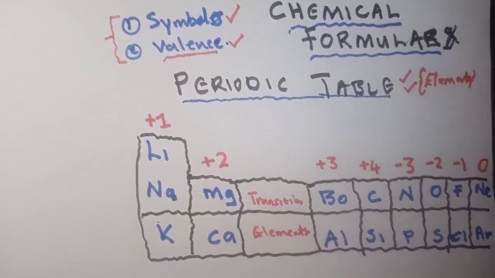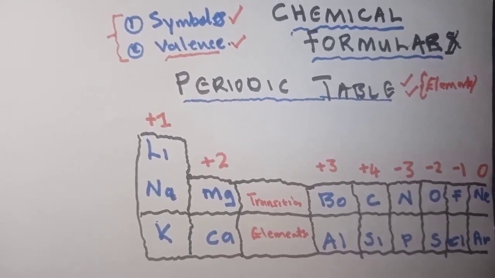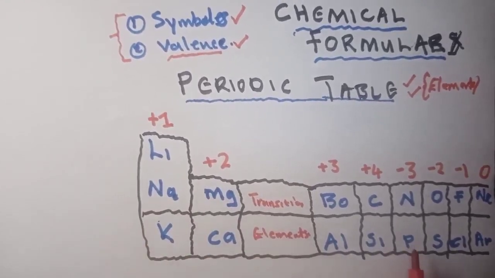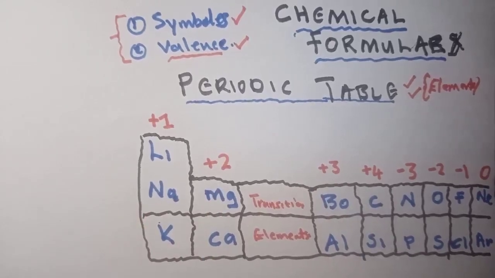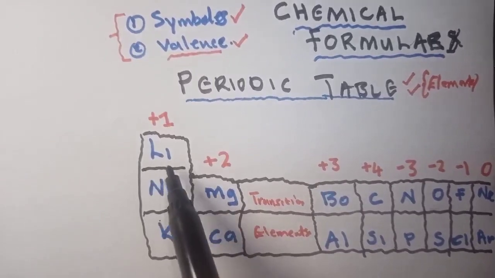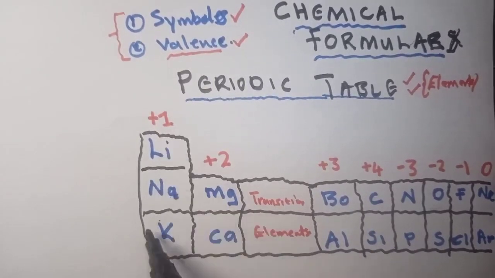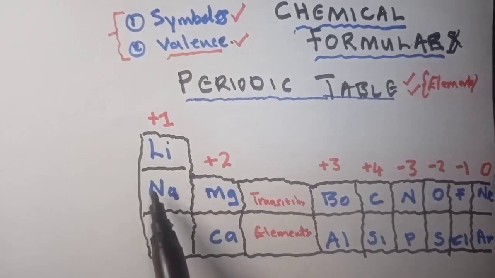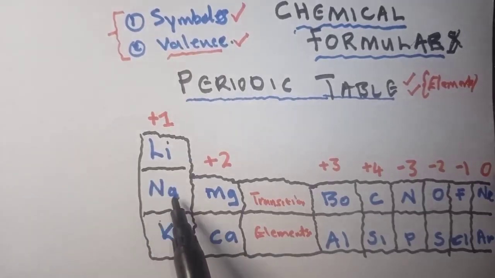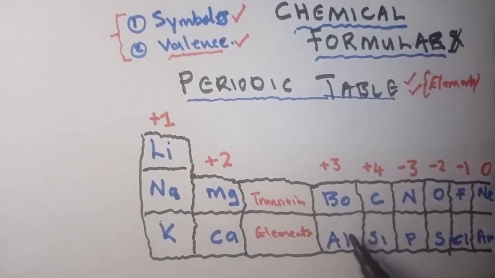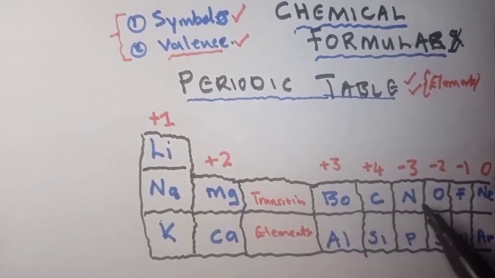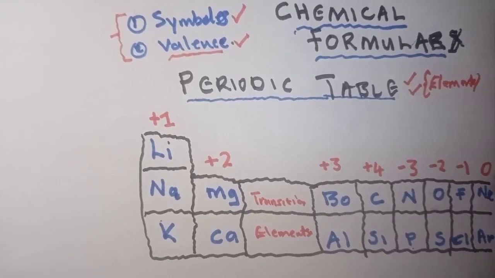Now I have a small periodic table here that I drafted. In this periodic table you have elements. You have lithium here, which is A1.I, and this is sodium, the symbol is Na, and this is potassium, this is magnesium, this is calcium. You have boron, aluminium, carbon, silicon, nitrogen, phosphorus, oxygen, sulfur. You have fluorine, chlorine, neon, and argon, just to mention a few.